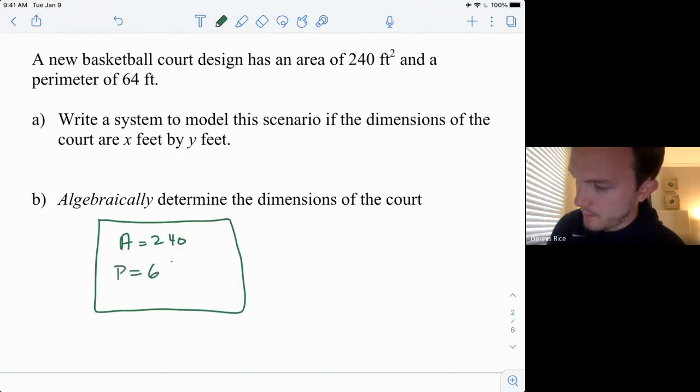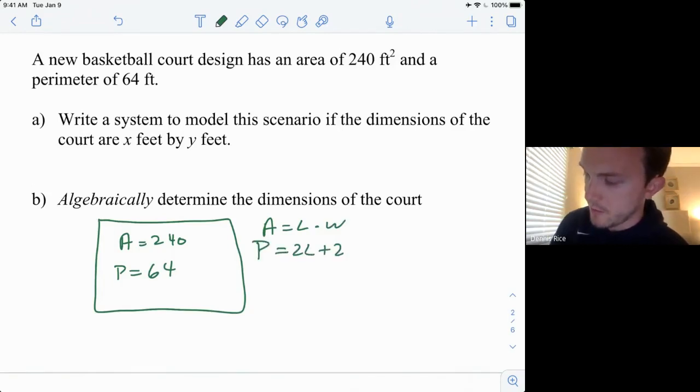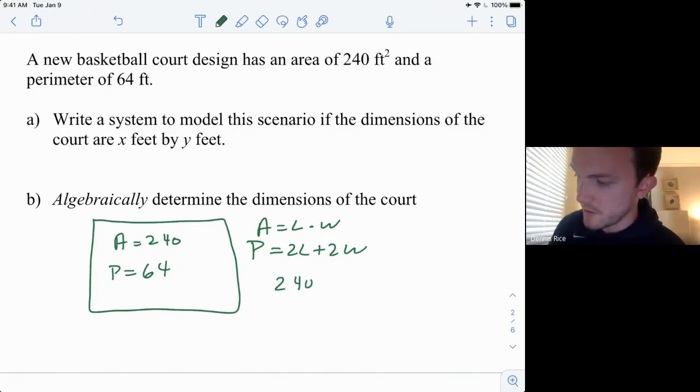Okay, we know our area and perimeter. Area of a rectangle is length times width. Perimeter of a rectangle is 2L plus 2W. So write those formulas down. We plug in, and that gives us our system creation. They tell us to use X and Y, actually. So instead of L and W, let's switch to X and Y.